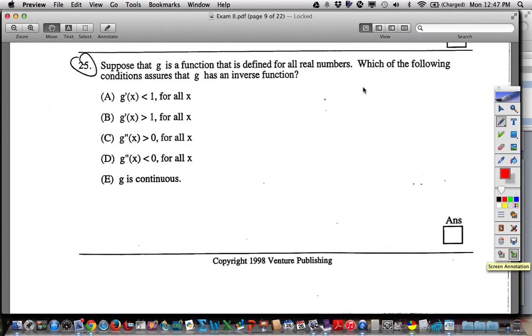So let's think. What does that mean? Here's a function. First, we should just look at real numbers. I was thinking like arc sine. Is that way off? Kind of. Nope. Arc sine is an inverse function. It's the inverse of sine.